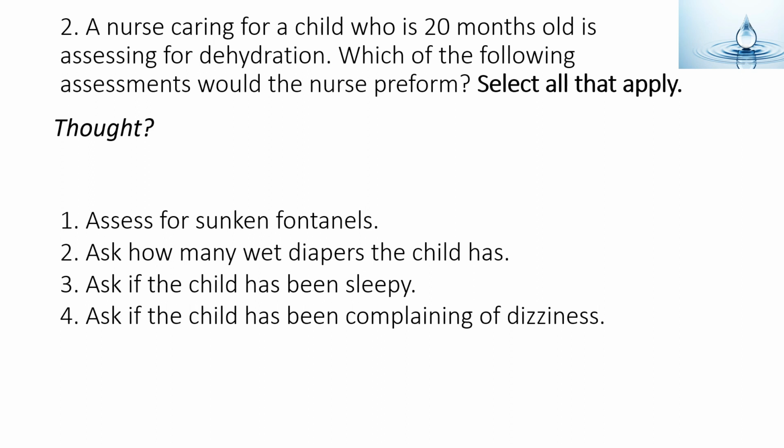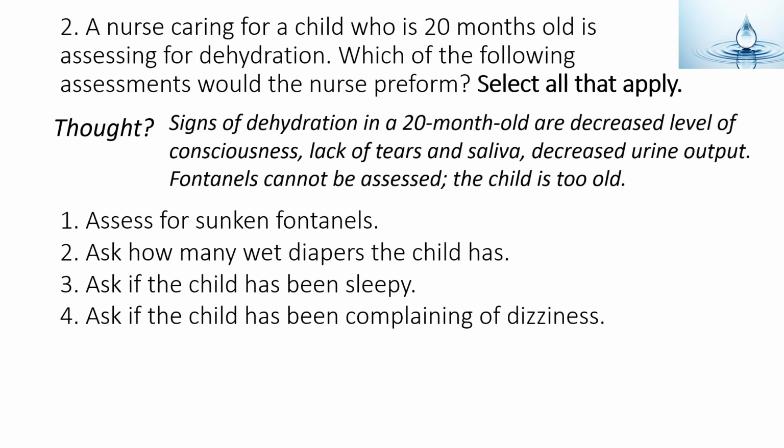The answers here are number 2 and 3. Let's break down this question. This is a 20-month-old. Remember, if tests give you numbers, pay attention. That might change your answers. The nurse is assessing for dehydration. So we're thinking things like decreased level of consciousness, lack of tears, saliva, decreased urine output. Be careful, the fontanelles cannot be assessed here. The child is too old.